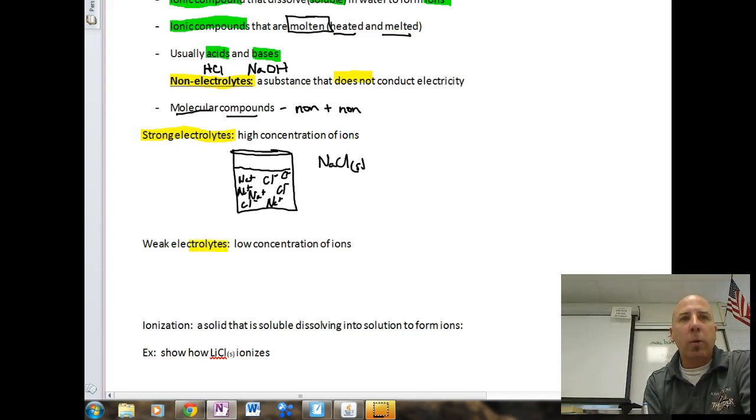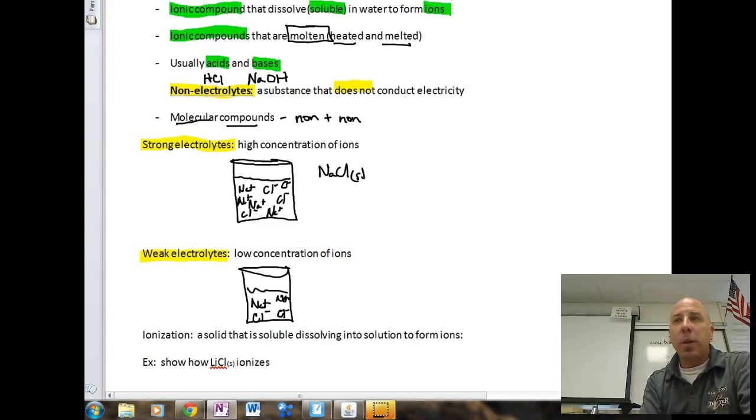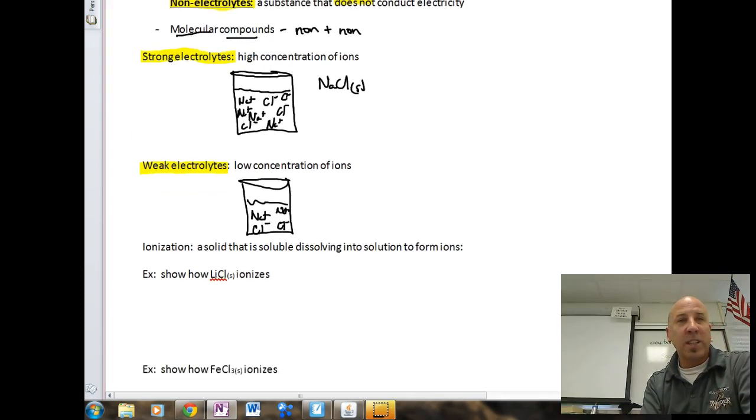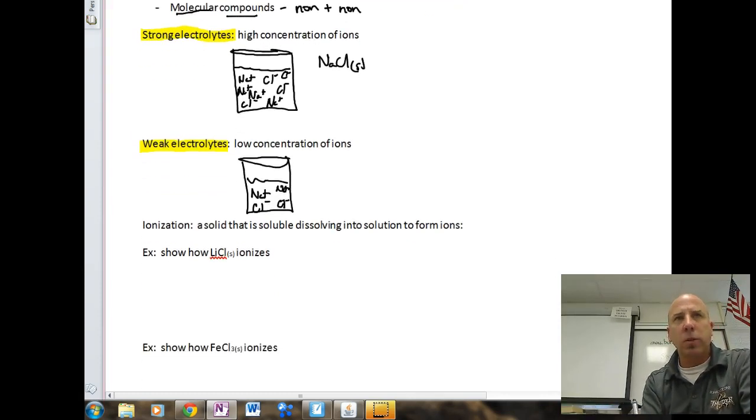Now, a weak electrolyte would be something with a lower concentration of ions. To use the same model with some water in there, maybe we just have a few sodium ions and chlorine ions. And we still have the ability to conduct electricity. It just isn't going to conduct electricity as easily. We have a low concentration of ions, not as many.